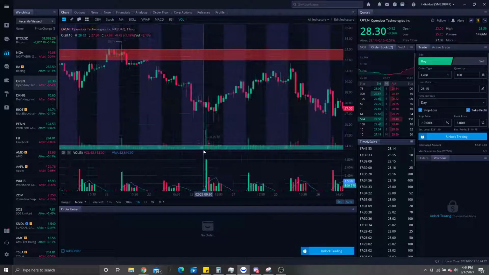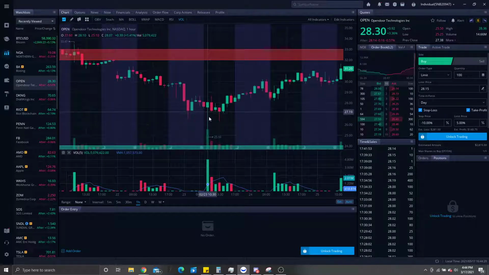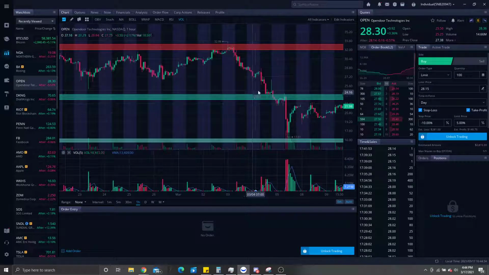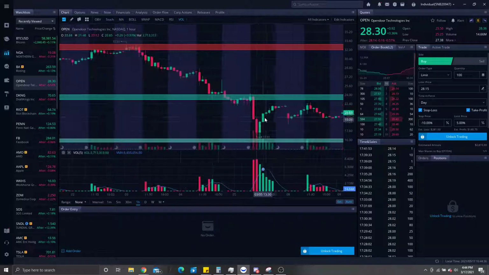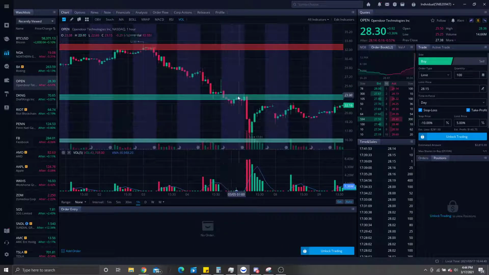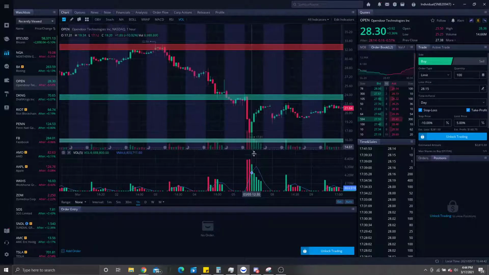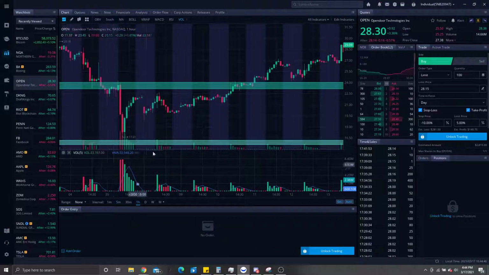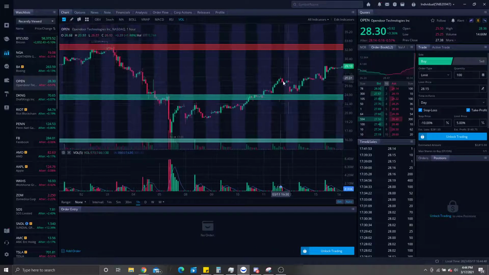Here's a huge volume spike. Price doesn't move very much. Shortly after, price still doesn't move very much. This is probably significant. Huge volume all day long. That's a big sell-off and a big buy-in. And then a couple days after that, you do get a breakout.